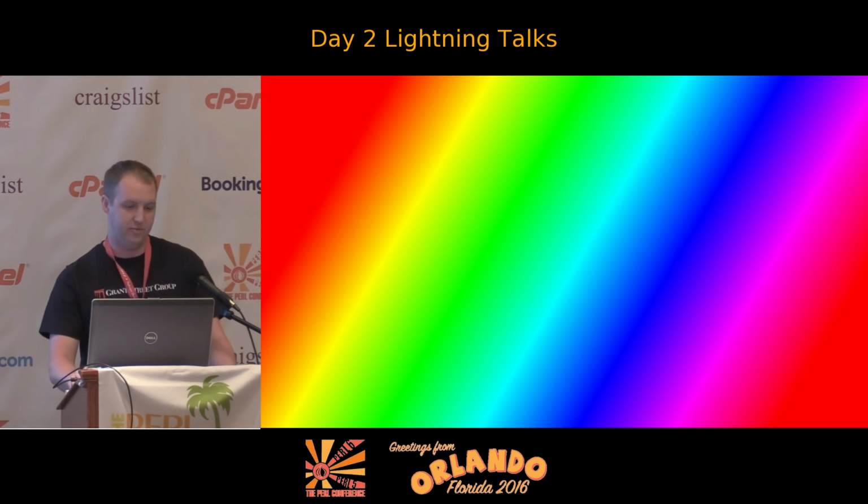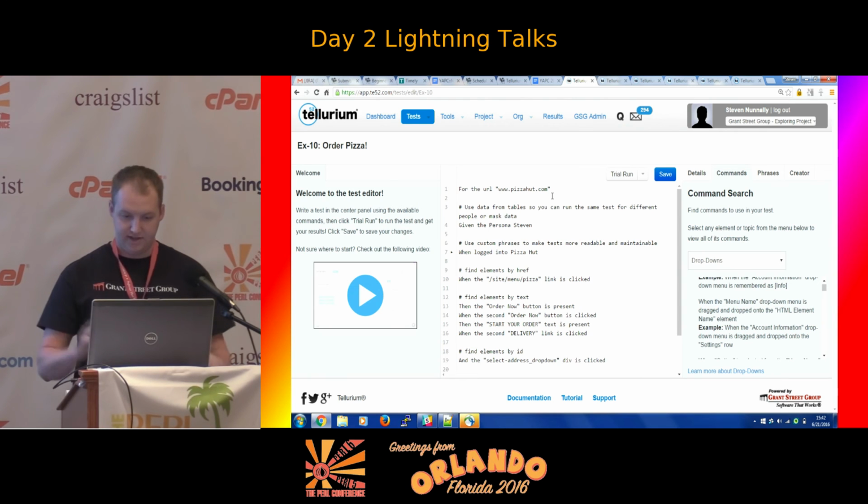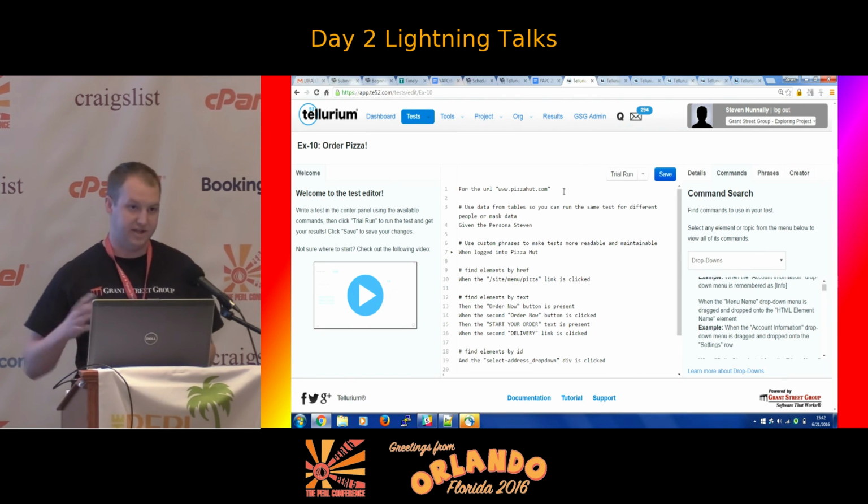I'm Stephen Nunnally from Grant Street Group, and I'm going to talk to you today about one of the applications I helped develop there called Tellurium. This is an automated scripting web app testing application, and the cool thing about it is it's in fairly plain English script, and of course everything in the server backend is all written in Perl, which is pretty cool. The idea of the plain conversational English is that anybody can write these tests, so you can take people that do regular regression testing by hand on websites and take those scripts and just turn them right into a Tellurium test.